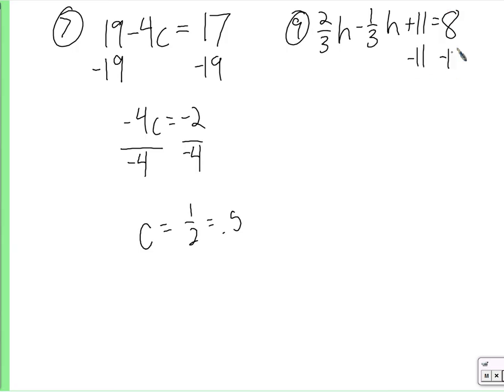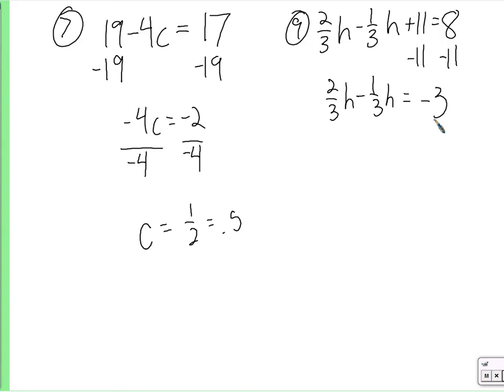Then 11 is just hanging out there. It's not attached to anything, right? It's not inside parentheses. There's no harm in just subtracting 11 from 11 and getting 0. So we have 2/3 h minus 1/3 h equals negative 3.